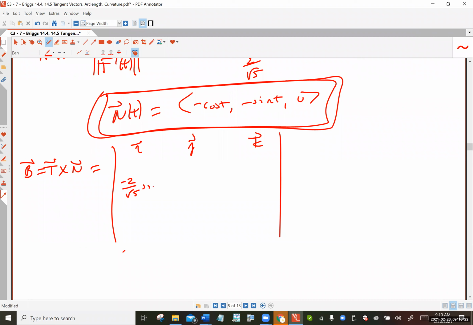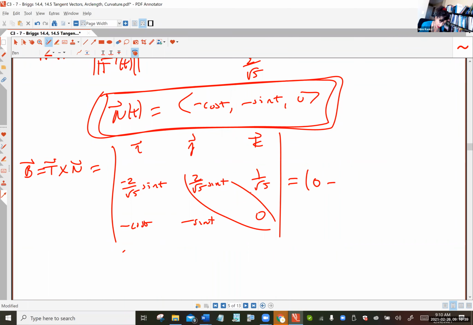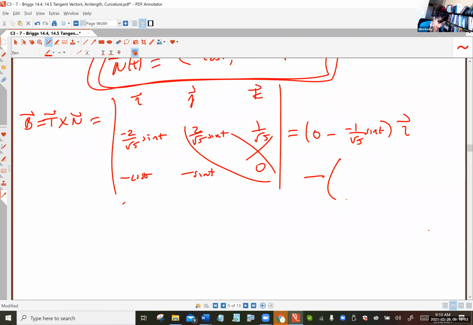It's kind of a mess, but it's going to turn out to be not too bad because one of these elements is 0, so that makes it kind of nice. I'm going to do this on the fly. You're going to go this times this, which is 0, minus this times this, which is what? -1 over square root of 5 sine, but then a negative is a positive, so that's going to be your i. Minus, and then you're going to go this times this is 0, minus 1 over square root of 5 times negative cos, j.